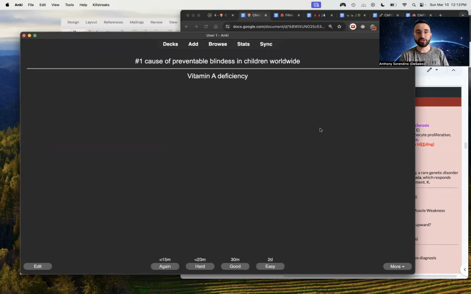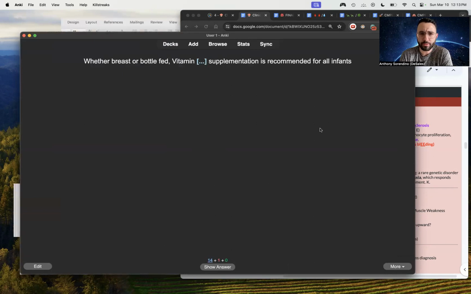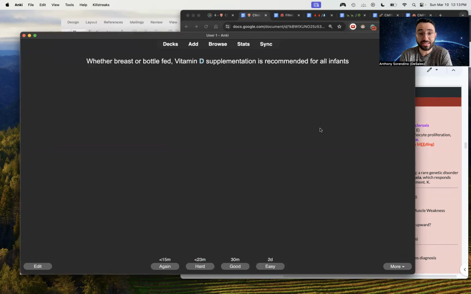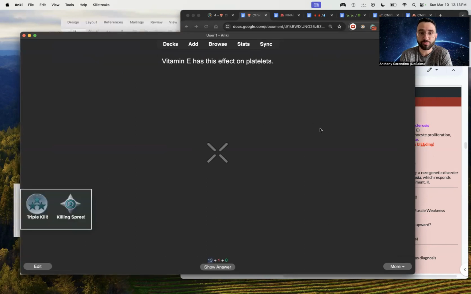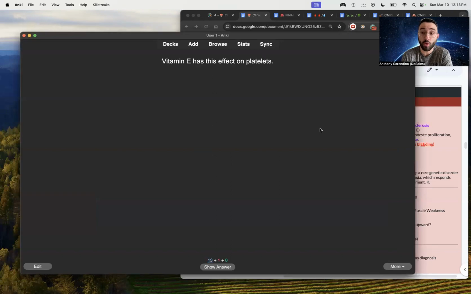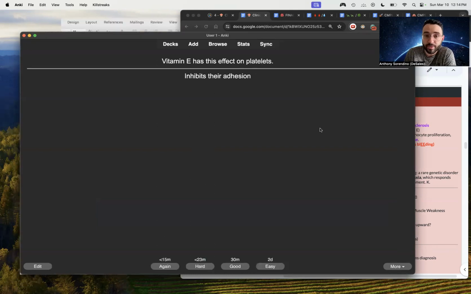It's going to be a vitamin A deficiency. Whether breast or bottle-fed, vitamin blank supplementation is recommended for all infants. Oh, that's a great one. I actually think this is vitamin D. Yeah, this was just mentioned in the slides before the ACE. Vitamin E has this effect on platelets. Well, too many are going to make you bleed, right? So too many are going to nuke your platelets. So vitamin E, but I feel like, yeah, vitamin E itself is going to weaken them, reduce them, inhibit their adhesion. Okay, yeah, we'll take that, because too many of those means we're going to bleed, we're going to have a hemorrhagic stroke.